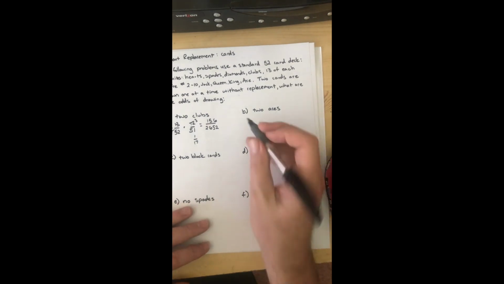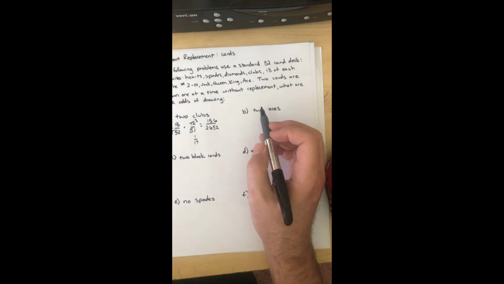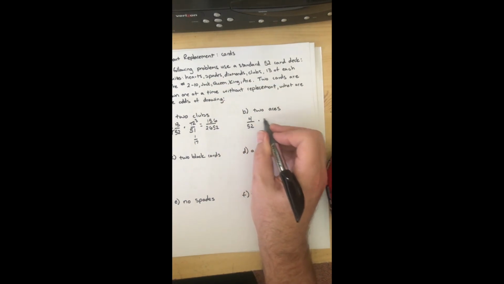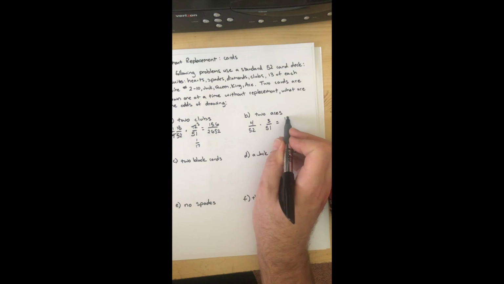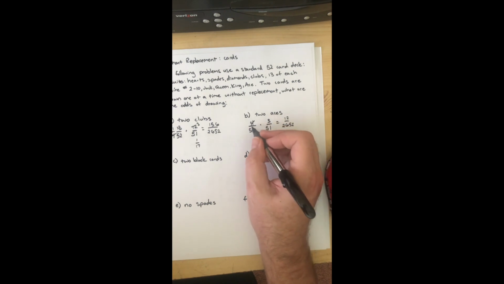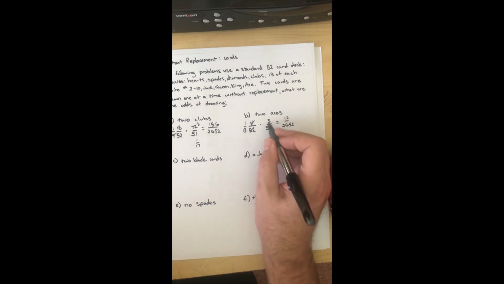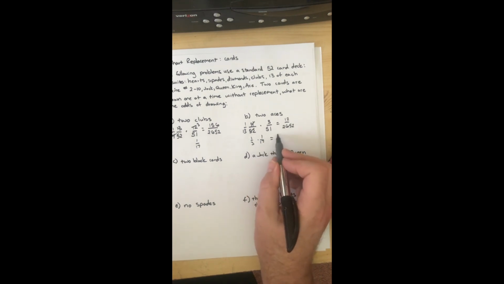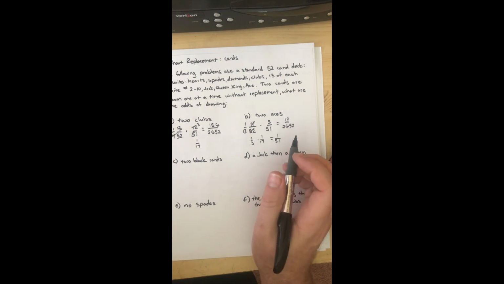Okay, let's pick 2 aces. If you remember, there are 4 of each type of card because there's 4 suits. So there are 4 aces to begin with out of 52. But on the second pick, I only have 3 aces out of 51. That leaves me with 12 out of 2,652. Let's do some fun simplification here. I know 4 goes into 52 13 times, and 3 goes into 51 17 times. So it's just 1 over 13 times 17, which is 221. That's your simplified answer. If you got that one, though, you're doing great.